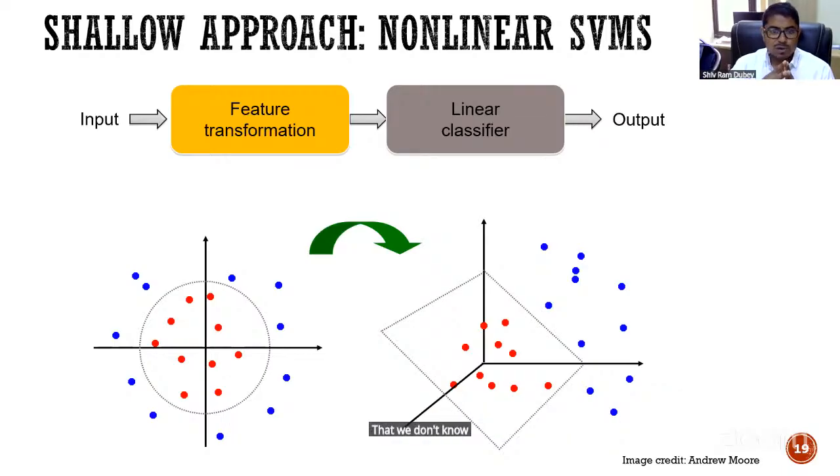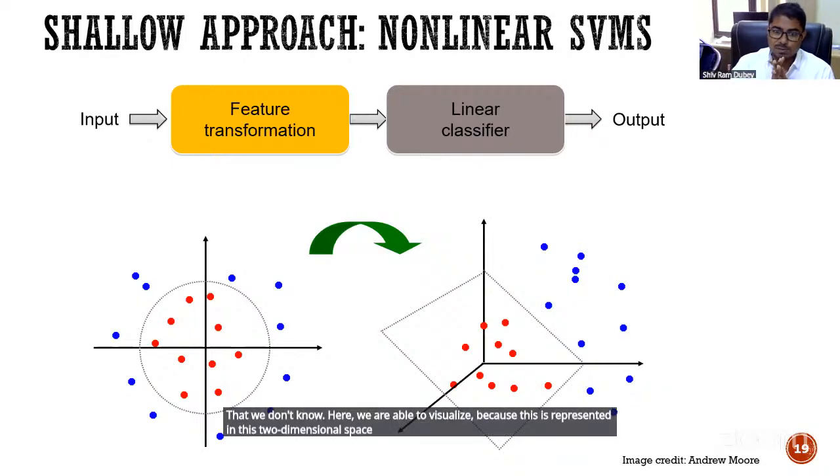Here we are able to visualize because this is represented in two-dimensional and three-dimensional space. But suppose my data is represented in 1,000-dimensional space, then it is very difficult. We cannot visualize even that. Then how to find out the right transformation function which can convert my data into some higher order space where it is linearly separable is a very difficult task.